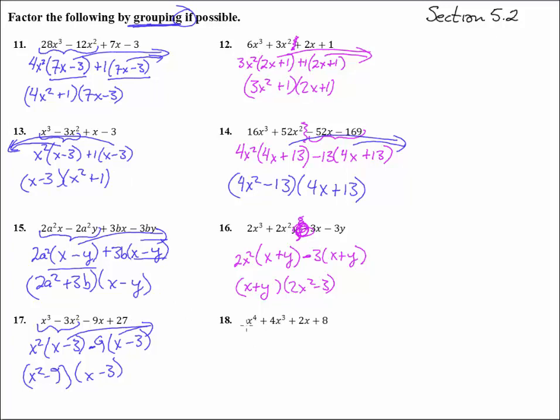And number 18. What can we pull out of the first two? Looks like an x cubed, and we're left with x plus 4. And on the second half of it, pull out a 2, and we're left with x plus 4. So we could pull it out. We have x plus 4 times x cubed plus 2. Good.